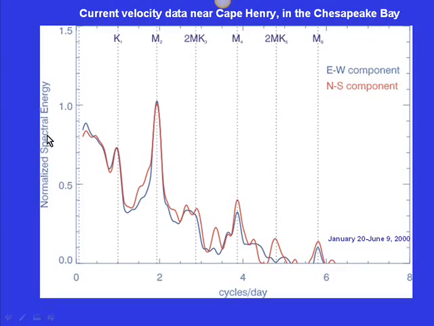It says here normal spectral energy. So what happened is that the spectrum was divided by the maximum value, so that anything below this line is not significant. So who can describe this?